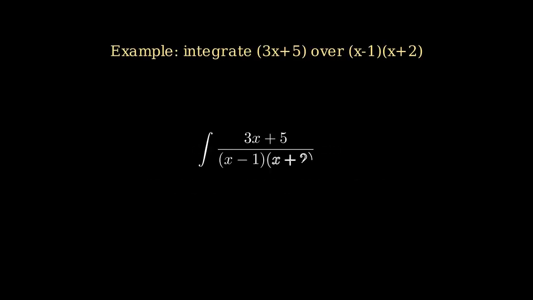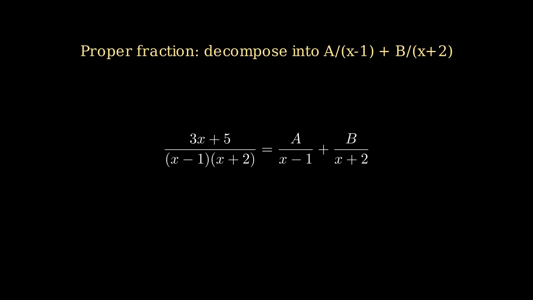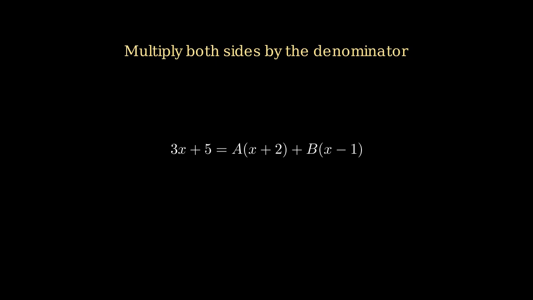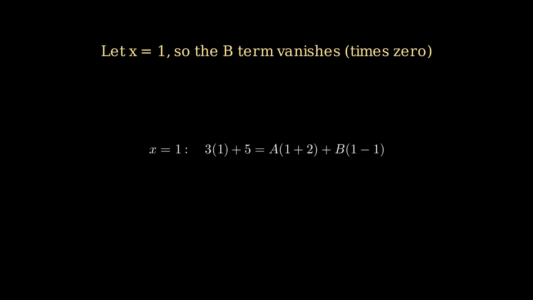We want the integral of the quantity 3x plus 5 divided by the quantity (x minus 1) times the quantity (x plus 2) dx. The top has degree 1 and the bottom has degree 2, so this is proper, and we can decompose it directly as A over x minus 1 plus B over x plus 2. Multiply both sides through by the denominator, the quantity (x minus 1)(x plus 2), to clear the fractions. This gives 3x plus 5 equals A times the quantity (x plus 2) plus B times the quantity (x minus 1). Now substitute x equals 1, which makes the B term vanish.